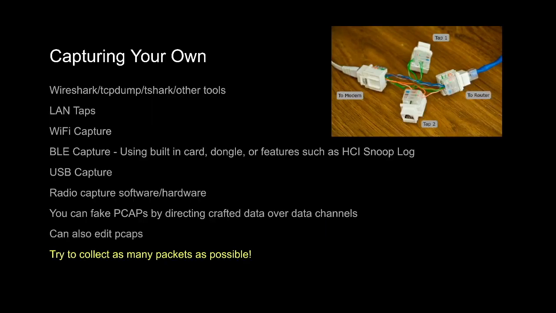So how do you actually do your own? As I said before, Wireshark, tcpdump, and tshark are the main ones that you will use for your interface. But you can use things like LAN taps to tap Ethernet cables. You can capture raw Wi-Fi frames from your Wi-Fi card. BLE capture is pretty cool because there are a lot of devices that will do BLE PCAP capture. If you do something like HCI Snoop Log on Android, you can get a PCAP of BLE traffic for you to analyze yourself.